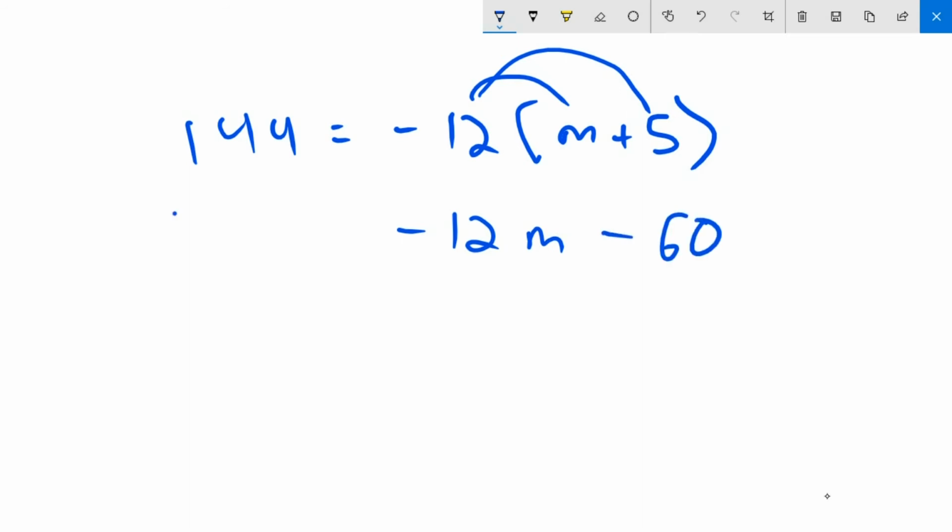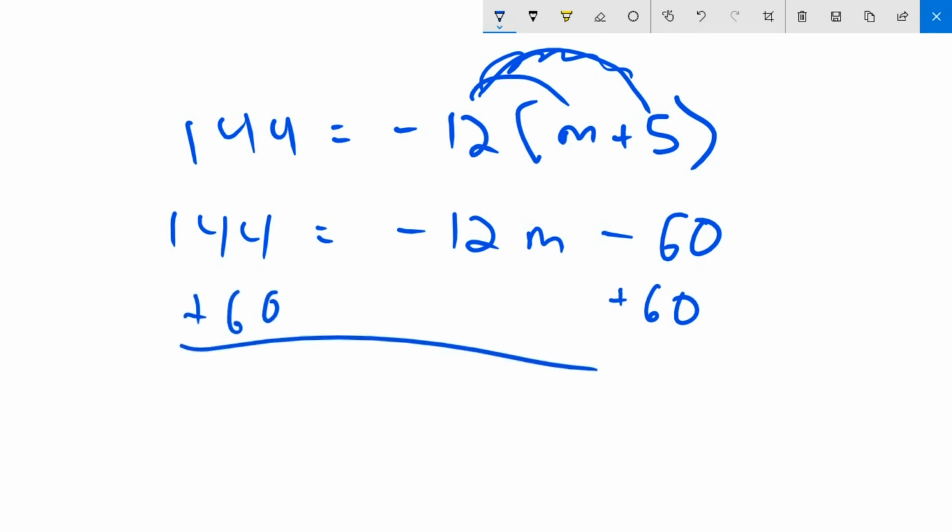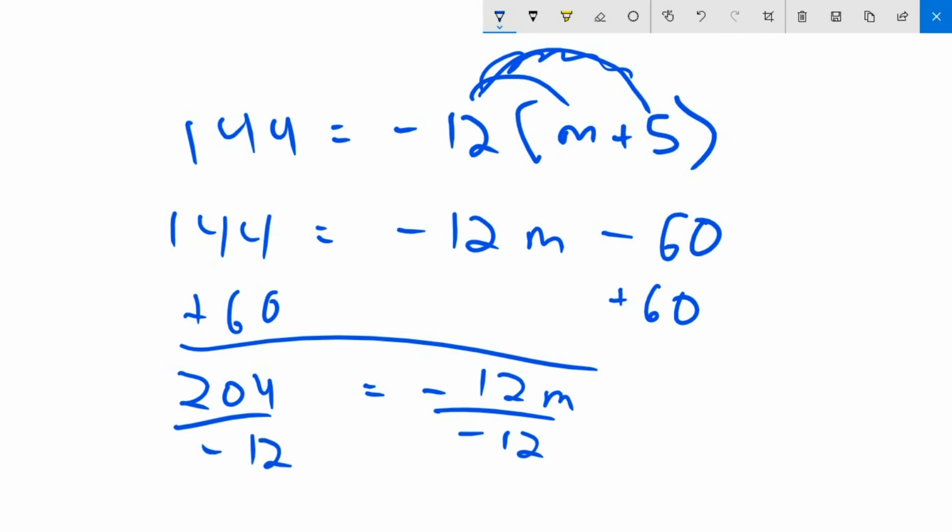We could do this, right? But now we did one step already with this, and now we have to do 2 more steps because we've got to add 60. And then that would be 204. And then we have to divide by negative 12 to get the m by itself, right? Well, that's a little too much work.